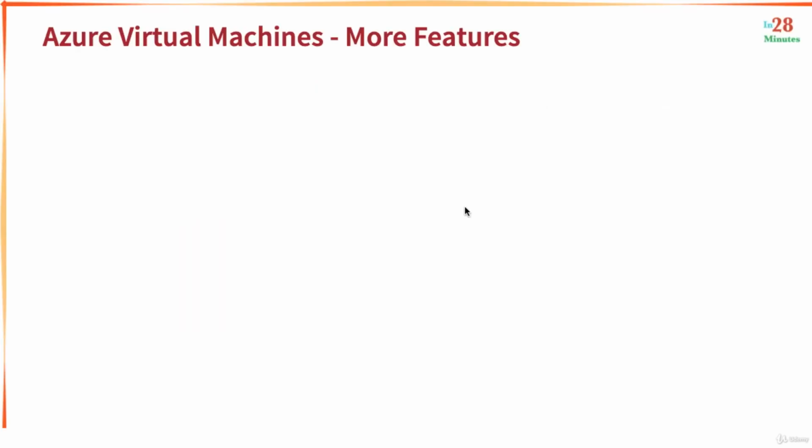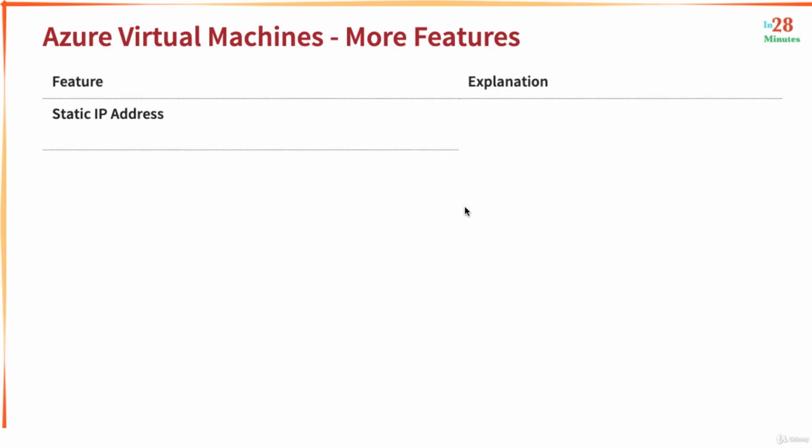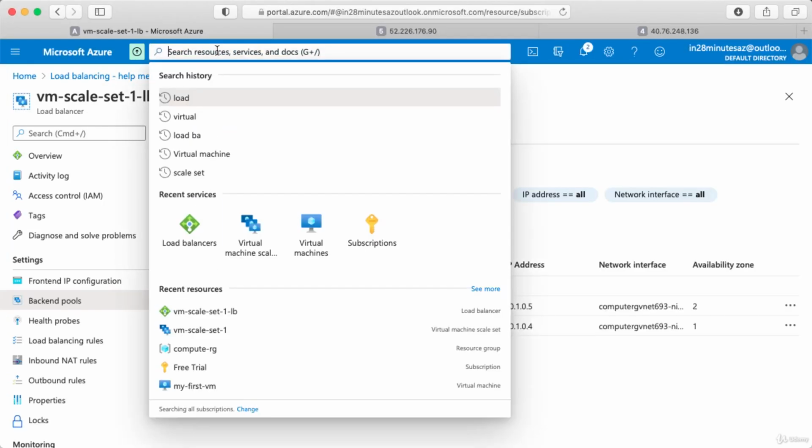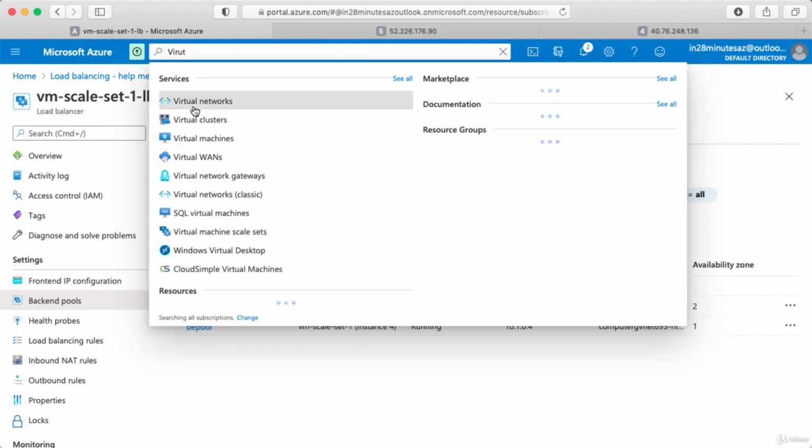Welcome back. In this step, let's explore a few more features around Azure Virtual Machines. Static IP address. What is the need for a static IP address? Let's go over to Virtual Machines.